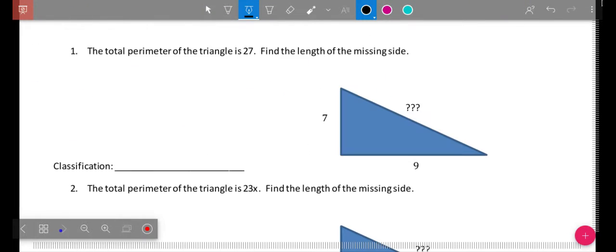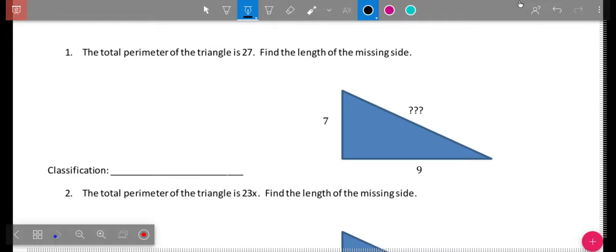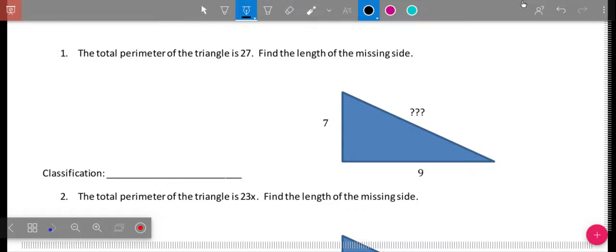There we go. All right, so looking at our next page we got here. It says the total perimeter of the triangle is 27. Find the length of the missing side. So this is one of those like we did yesterday in the warm-up where we want to find the length of that side that we're missing.